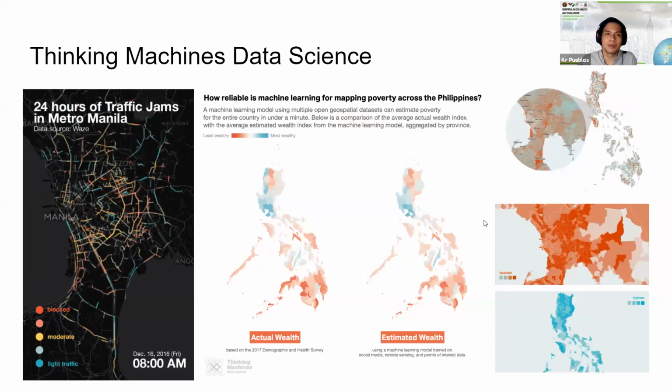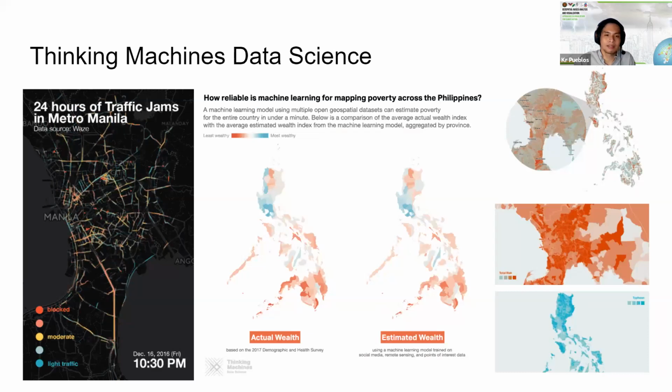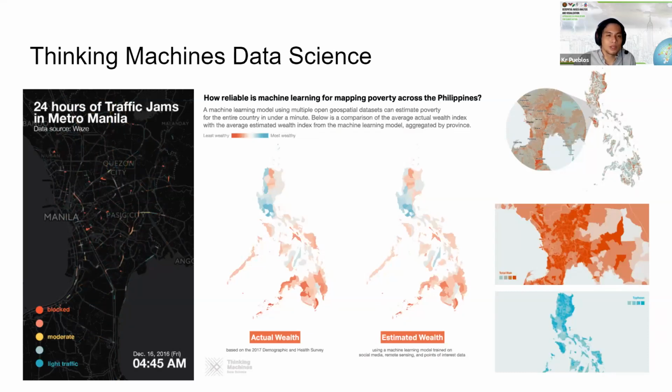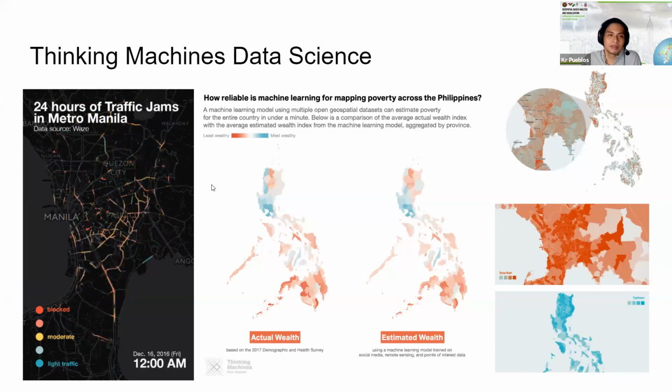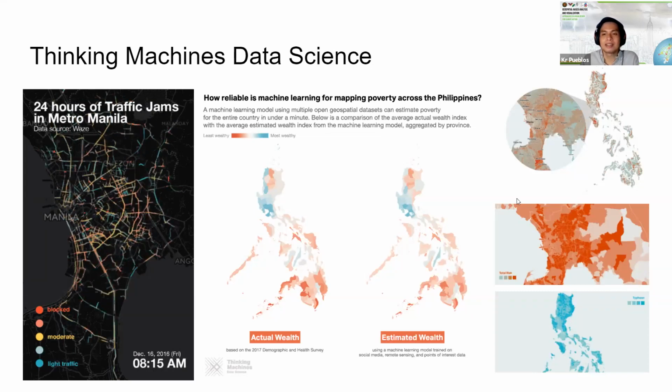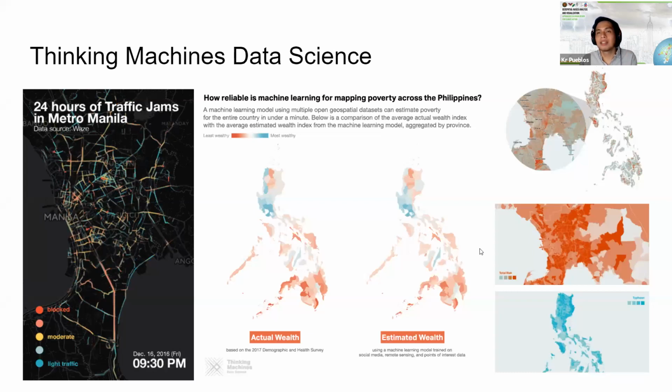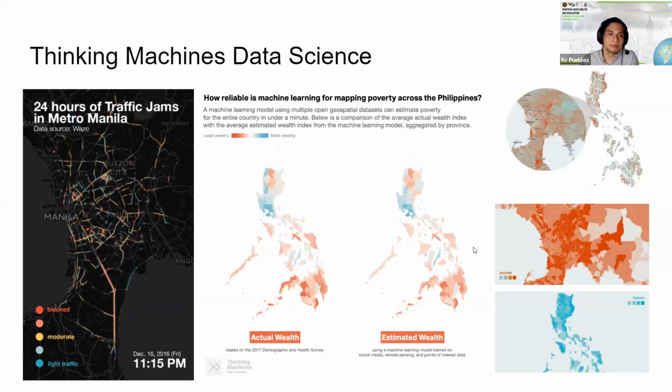And here, I don't know if you're familiar with Thinking Machines, but they also do really exciting work. This was back in 2017. They do really good data visualization of traffic and poverty incidents and other risks using machine learning, AI, and even just plain data visualization from Waze.